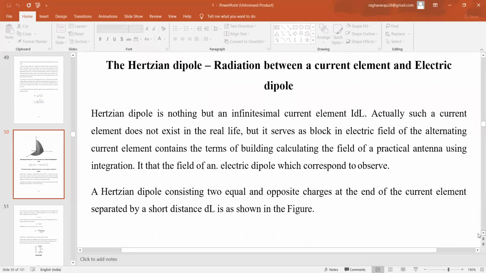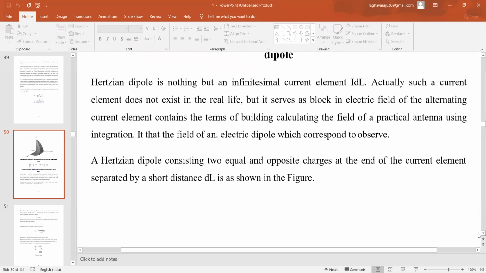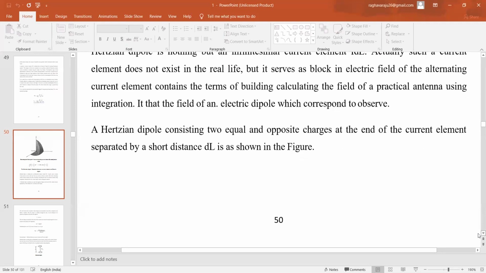The Hertzian dipole consists of two equal and opposite charges at the ends of the current element. Those ends are separated by a minute short distance, equal to dl, which we indicated in the figure.